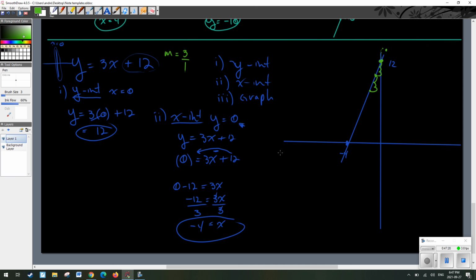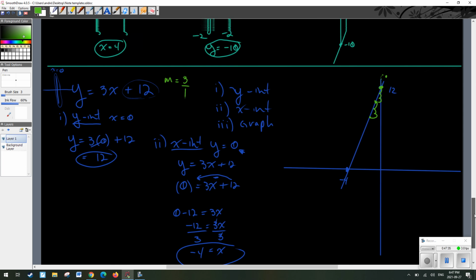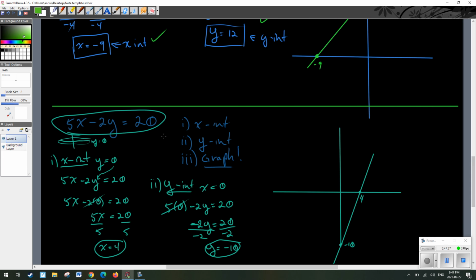Which one's faster? Well, probably that way of plotting the y-intercept and then using the slope fraction. But the reality is, it's good to know that we can also do it with intercepts. And by being able to do it with intercepts, it means that we can graph more than just y equals mx plus b. We can also graph equations like this. Okay, so that's all I wanted to show you with respect to intercepts.